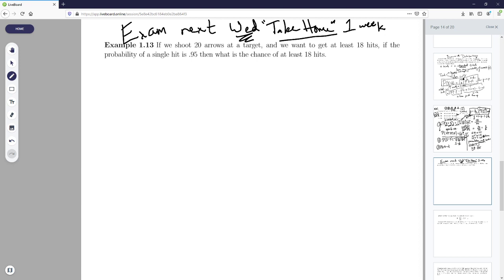So let's look at this one. If we shoot 20 arrows at a target and we want to get at least 18 hits, then if the probability of a single hit is 95%, so we're a pretty good shot, then what's the chance of at least 18 hits?